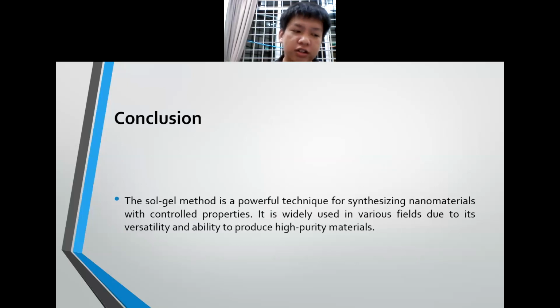And then in conclusion, the sol-gel method is a powerful technique for synthesizing nanomaterials with controlled properties. It is widely used in various fields due to its versatility and ability to produce high purity materials.